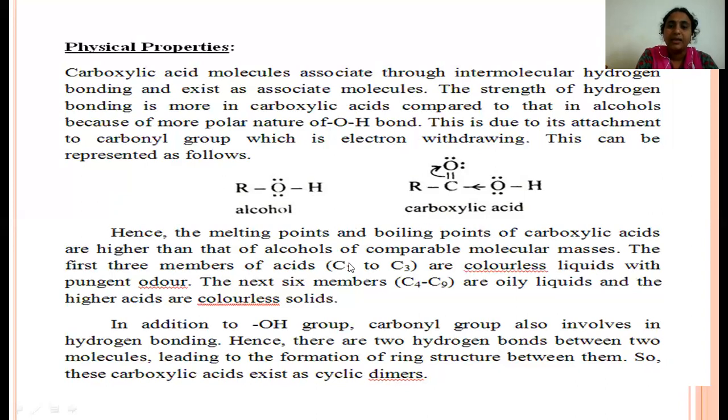Similarly, the carboxylic acids having C1 to C3 carbons are colorless liquids. And those carboxylic acids having C4 to C9 carbons are also oily liquids. And carboxylic acids with more than C9 carbons exist as colorless solids.